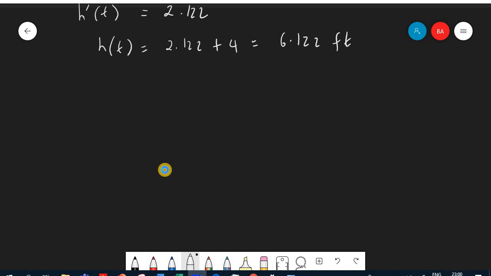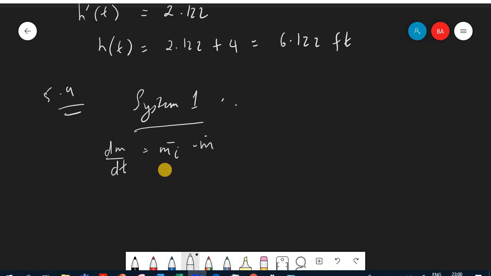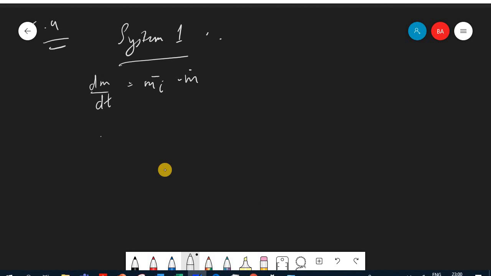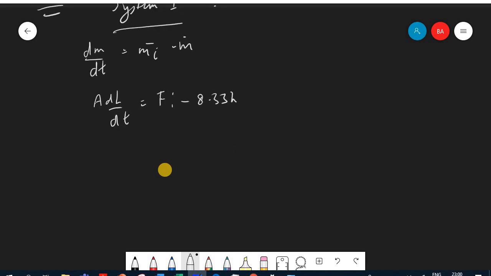Okay, so talking about 5.9, we already know that we have two tanks. Talking about system 1, if you can recall, dm by dt is equal to m in minus m out, and working on that, the rho is going to cancel out, so we have dh by dt is equal to, I already cancelled the rho, minus alpha square root of h, which is already given to us, 8.33h. Okay, and just continuing on to solve the problem.